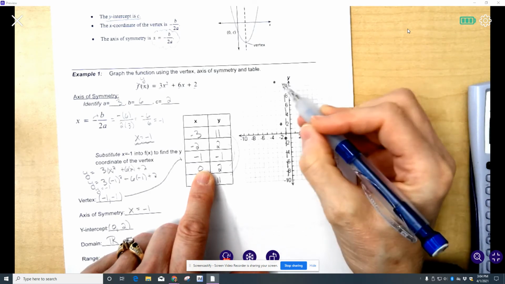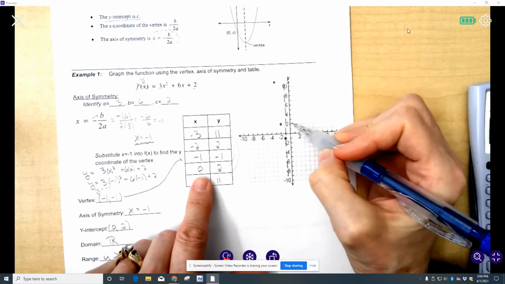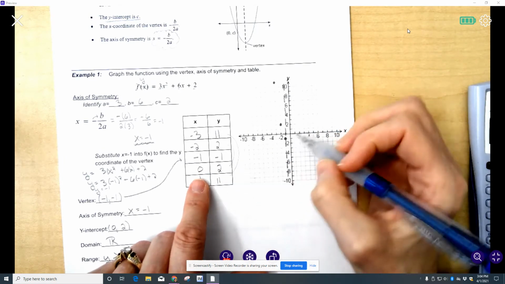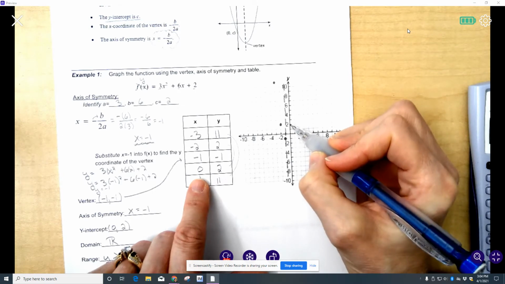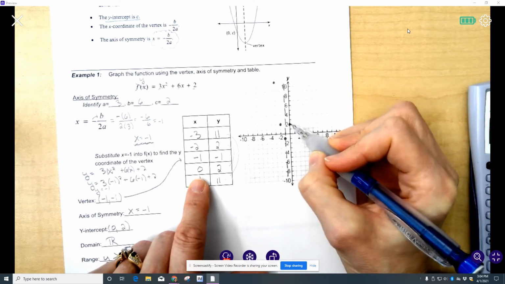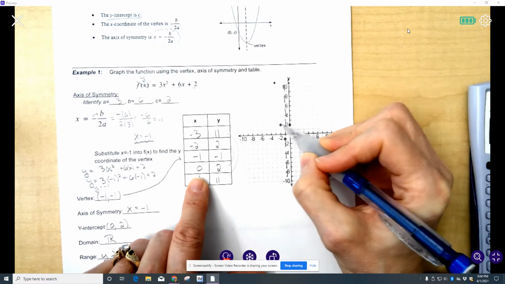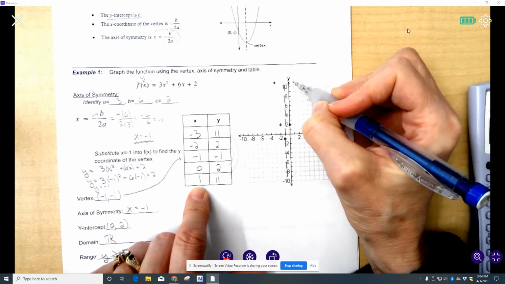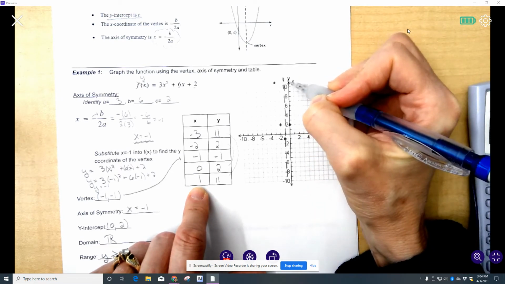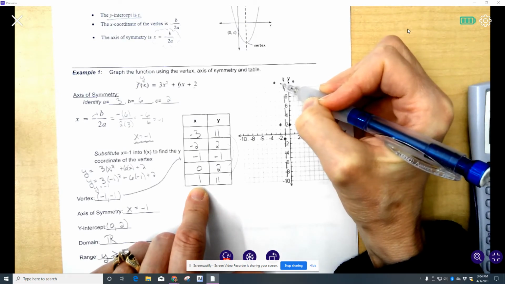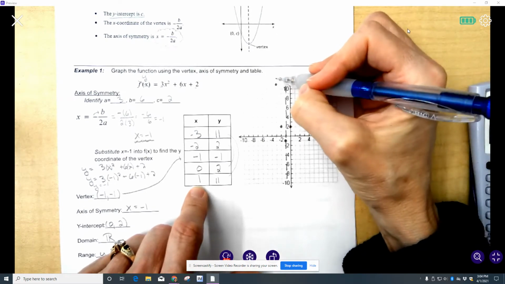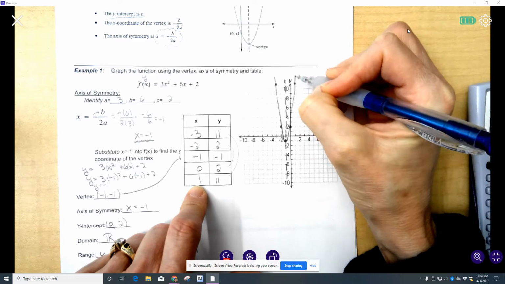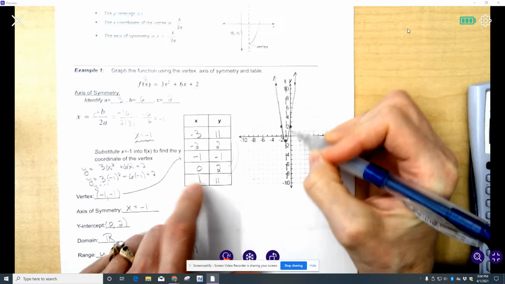And remember, these are symmetrical. So when I plot these two points, I bet you this point is going to end up right here. So let's see, over 0, up 2. So this point is 1 to the right of my axis of symmetry. This point is 1 to the left because I'm symmetrical. How about over 1, up 11? That's right here. 2 to the right of my axis of symmetry. And this one was 2 to the left. So that symmetry makes the graphing easier. Attach your coordinate points with a nice smooth curve, no sharp corners, arrows on the end.